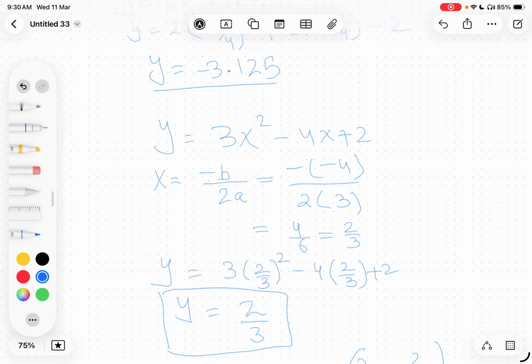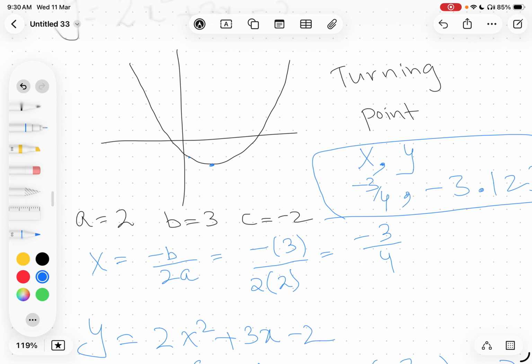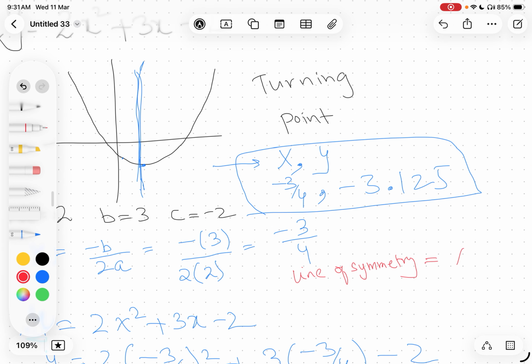Now, just one more thing associated to it. For example, if we look at the equation, we can see that this minimum point, okay, this minimum point is also the turning point. When this is the turning point, we can use its corresponding value of x as the equation of the line of symmetry. So in the first equation, our line of symmetry will be x is equal to minus 3 by 4.